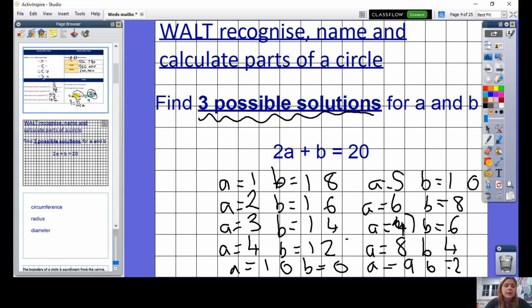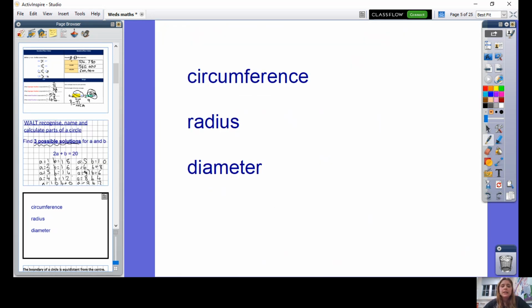Okay, moving on to today's learning. In today's learning, we're going to be using these 3 words. I want you to have a go at saying them after me. The first word is circumference, radius, and diameter. Brilliant.